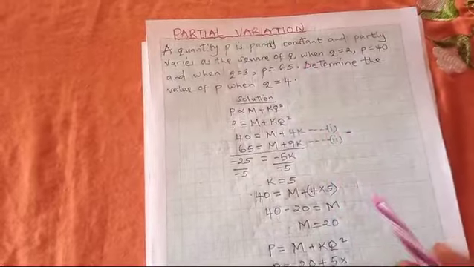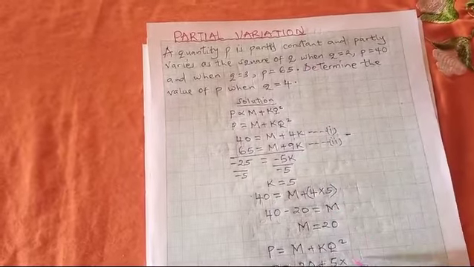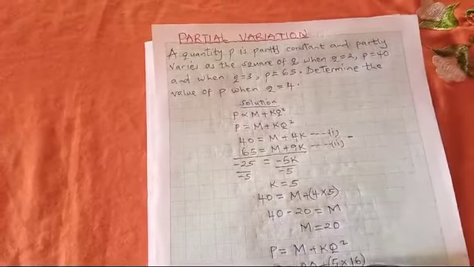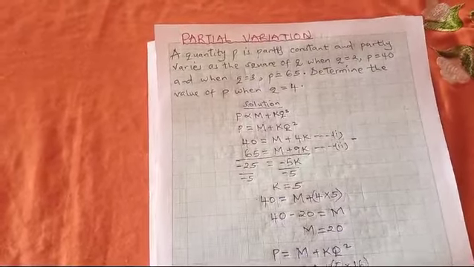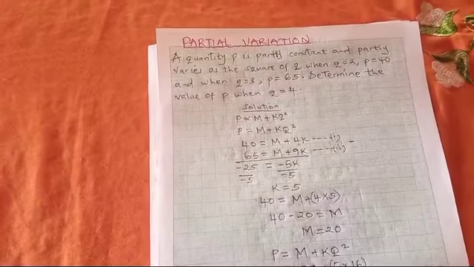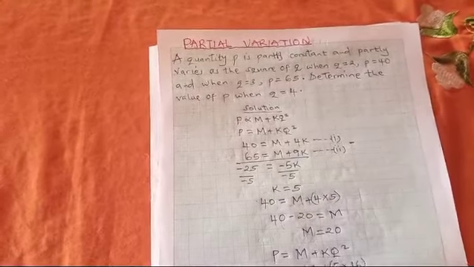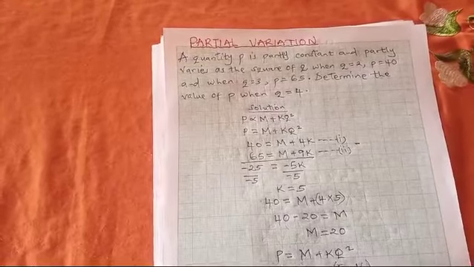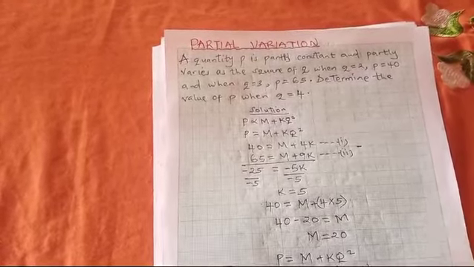We have Q as 4. The square of 4 is 16. We proceed by saying P is equals to 20 plus 5 times 16. This one will give us 80.